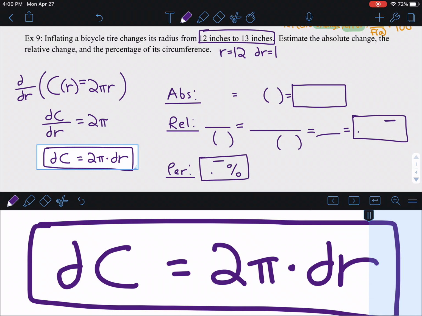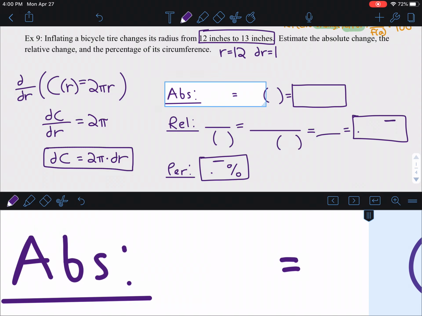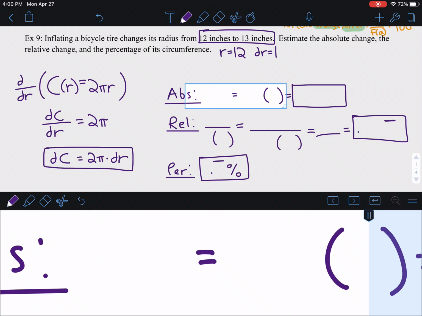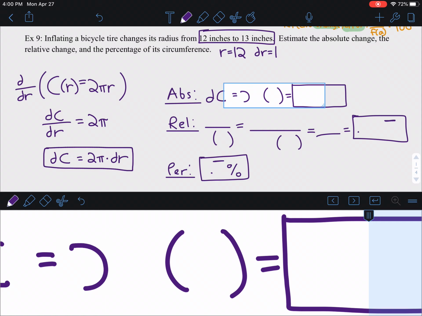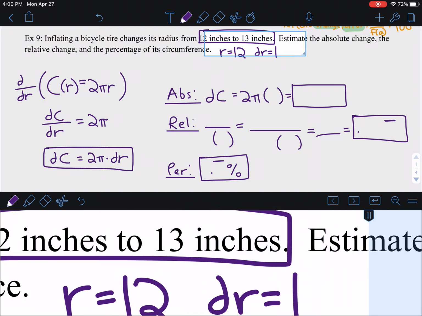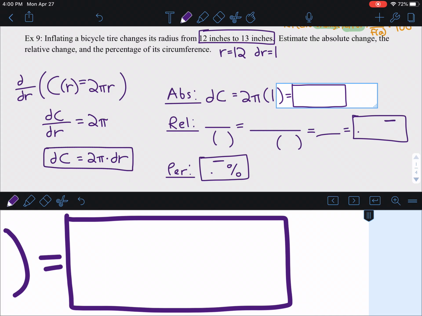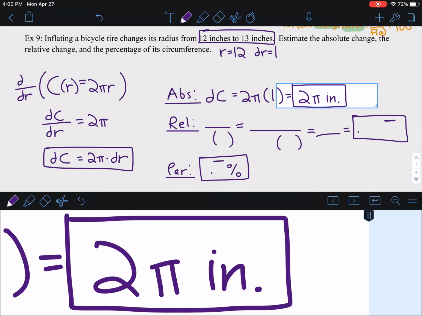Okay. So we want to calculate absolute change, right? So what's the biggest that the circumference could change by? So that's going to be the differential of just the circumference. So dC is going to be 2 pi times dr. So the radius went 12 inches to 13 inches. So the change in the radius is 1, right? So 2 pi times 1 is going to be 2 pi. And for this, we need inches for the units of the circumference. So at most, the circumference is going to go up by 2 pi.